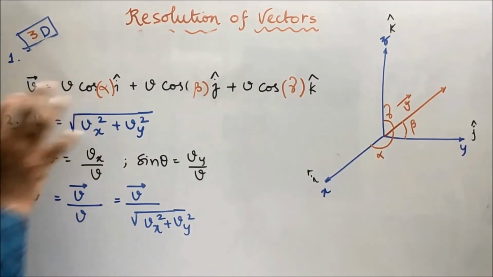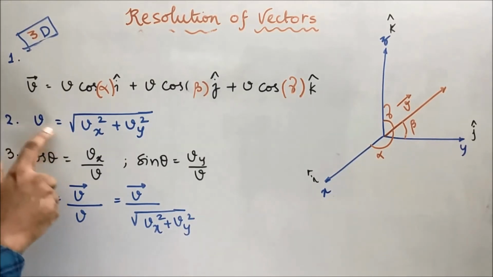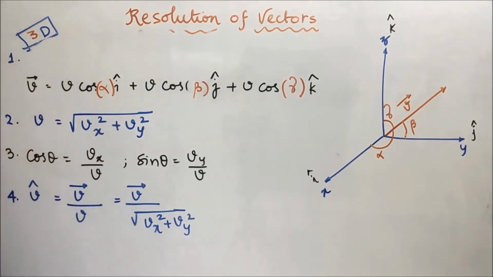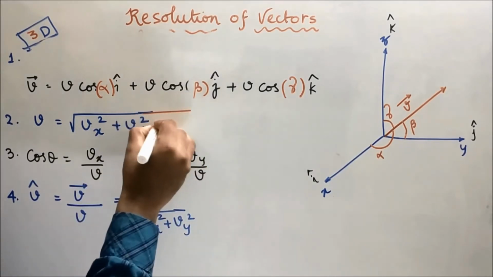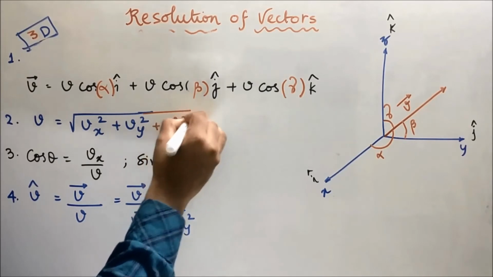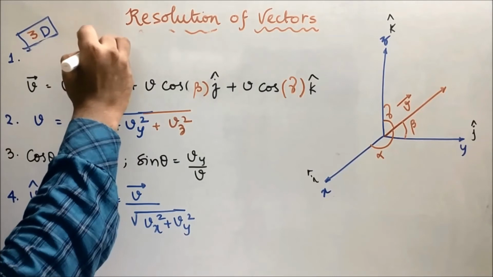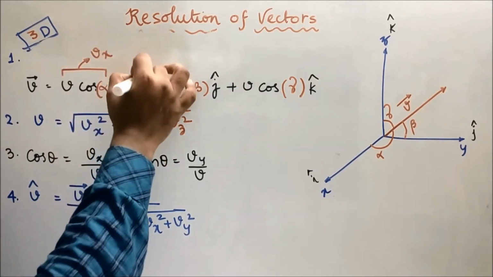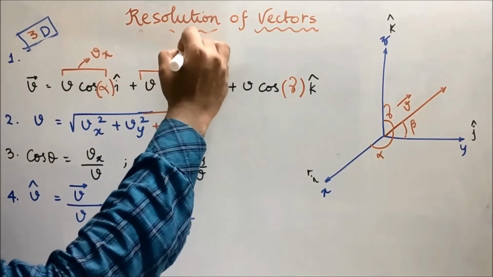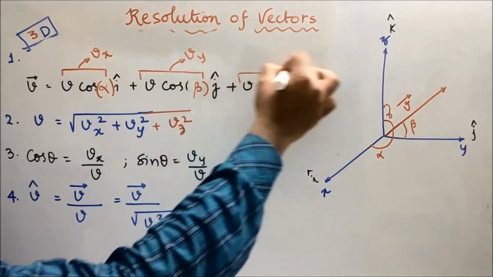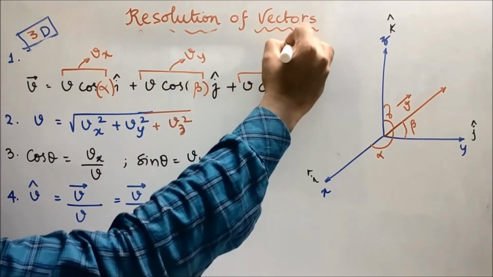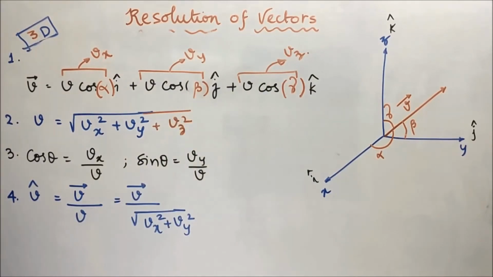How to get the magnitude of v? If this is 2 dimensions, then v is under root of vx square plus vy square. If this is 3 dimensions, then you have to extend the square root for vz square. This v cos alpha is nothing but vx, v cos beta is nothing but vy, v cos gamma is vz. What is vx? Projection of this vector along the x-axis.